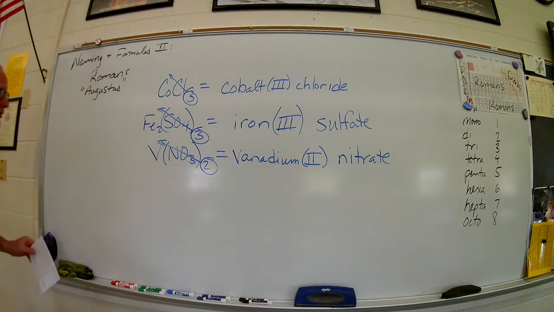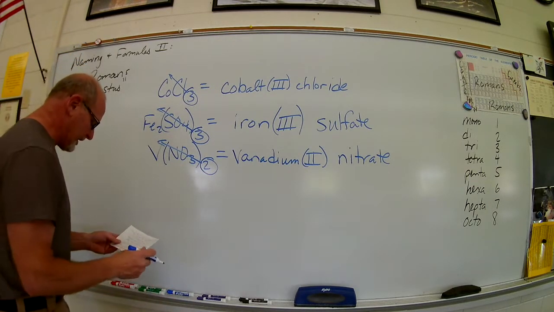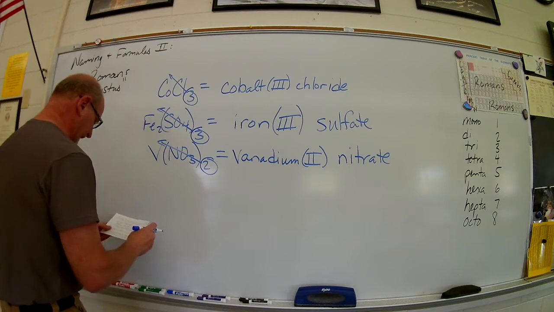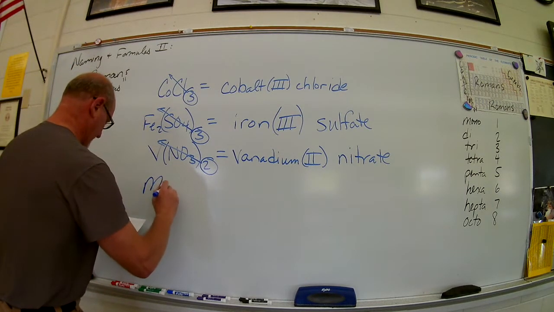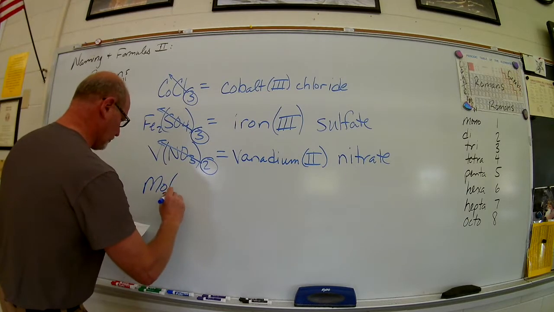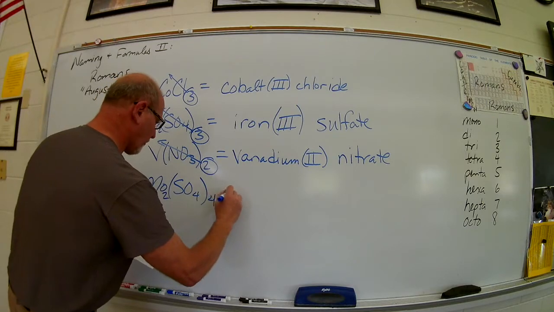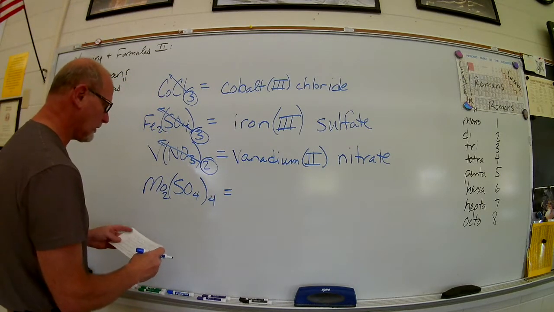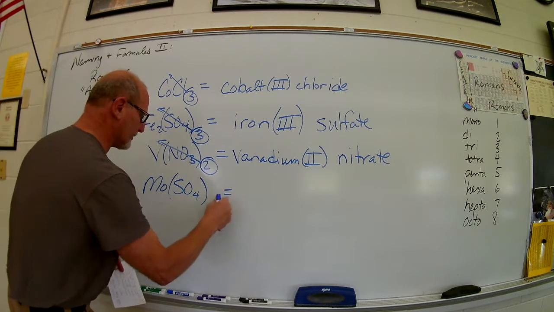Now, sometimes these can get really tricky. You have to watch some of these subscripts. Here's an example where I've got molybdenum, Mo2(SO4)4, uh oh, I can't have that. I've got to reduce it down.